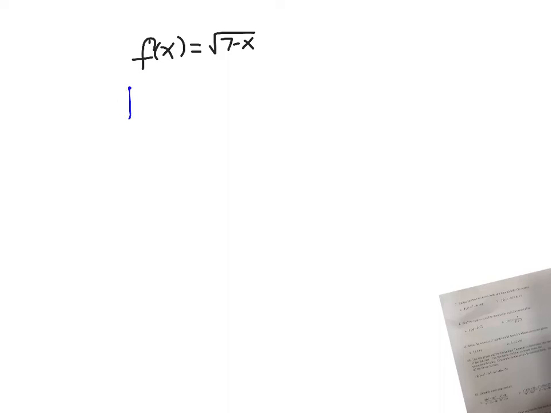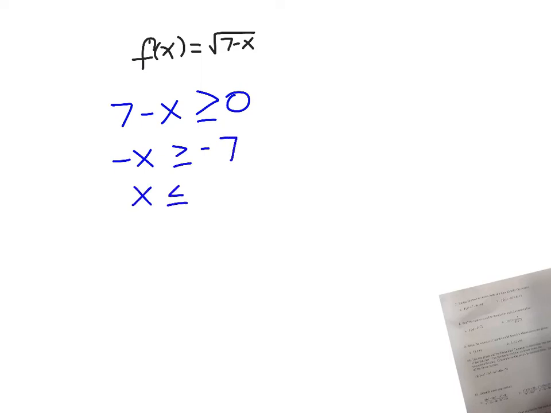So then that means that 7 minus x, in order for it to be a positive number, has to be greater than 0. Now, can it be 0? Yes, you can have the square root of 0. The square root of 0 is 0. So negative x is greater than or equal to negative 7. Divide by negative 1, remember flip the sign, you get 7. So x is from negative infinity to positive 7.